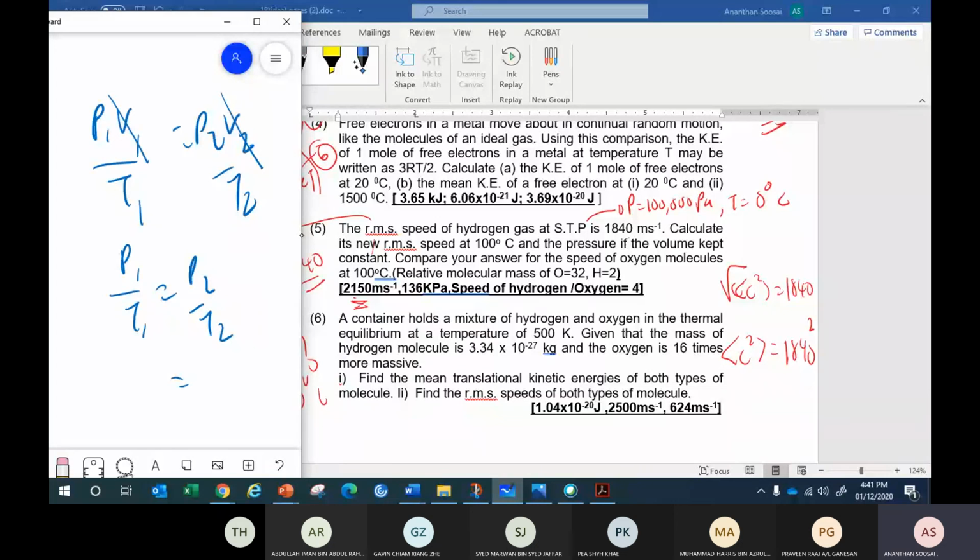The first situation, the pressure is found to be how much? Pressure is 100,000 Pascal. STP is 100,000 Pascal. And the temperature is 0 degrees Celsius, in Kelvin is 273.15 Kelvin. And the second pressure we are looking for, and the temperature is found to be 373.15 Kelvin. Yes. So this is the working you should have thought of. And P2 must get 136 kilopascal.